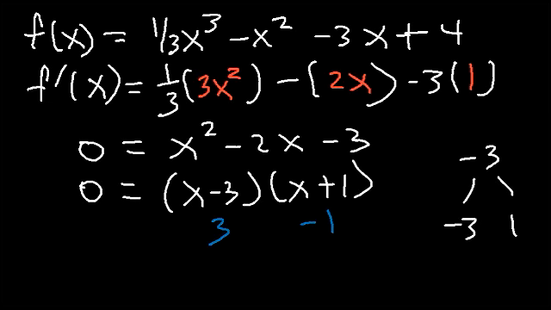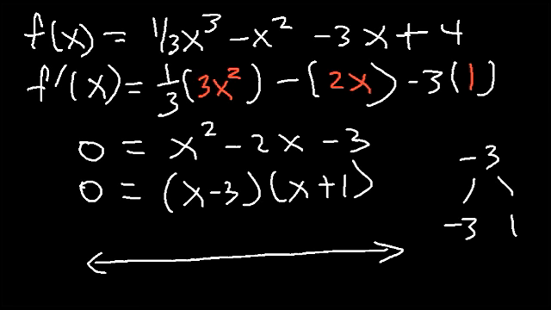Now what you want to do is put those numbers on a number line and create a sign chart. So from left to right, -1 comes first and then 3. Now we want to see where the first derivative is positive and where it's negative with respect to these numbers. So let's pick a number that's greater than 3.